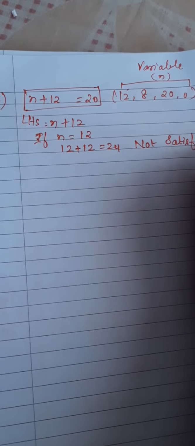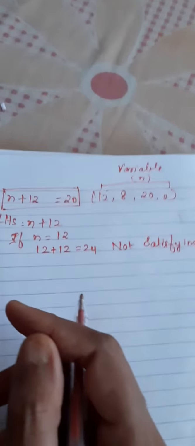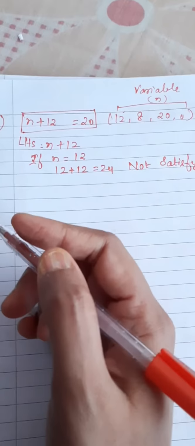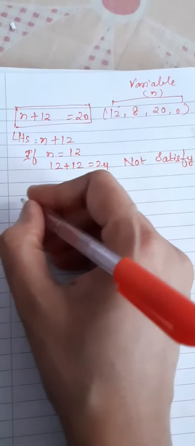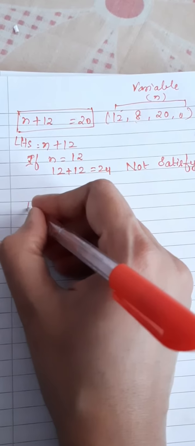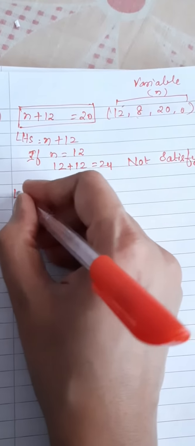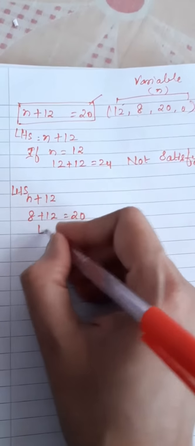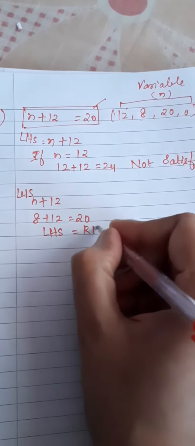You can write the statement as instructed by your teacher. It does not satisfy or not satisfying, however, whatever format has been mentioned, you can write that. Then second is n equal to 8. So we know n plus 12 is LHS. So 8 plus 12 equal to 20 and RHS is also 20. So LHS is equal to RHS. So this satisfies.